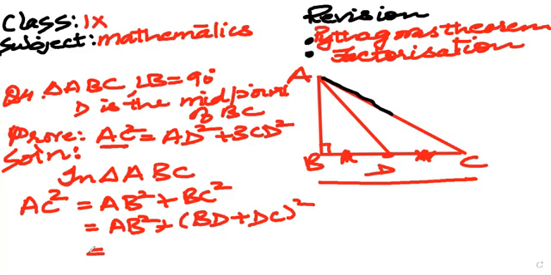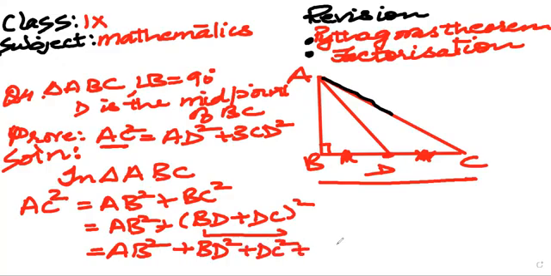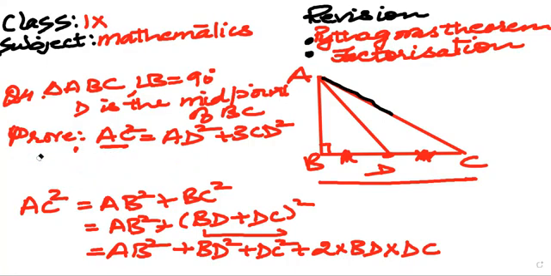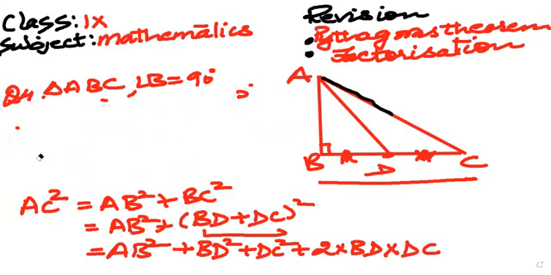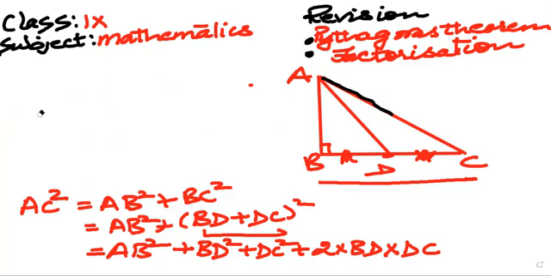Now you can use your formula here, A plus B whole square. So you can write A square plus B square plus 2 times A into B. Okay, children, what I have done, I have used the formula of A plus B whole square. I'm going to erase it and let's see what we will get here. Now, children, you have to just get the answer.